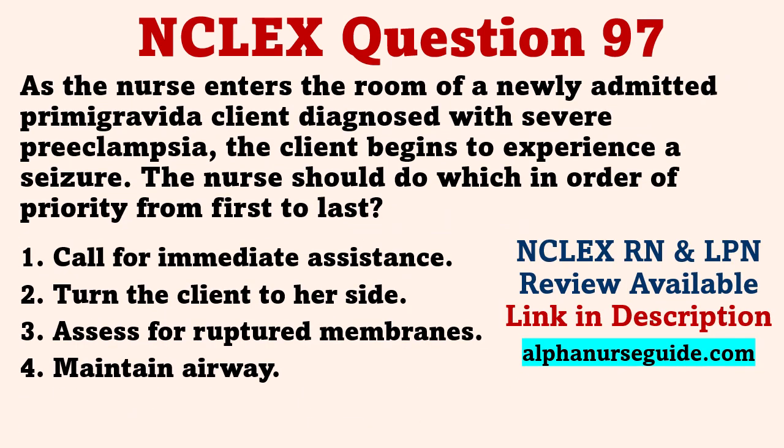As the nurse enters a room of a newly admitted primigravida client diagnosed with severe preeclampsia, the client begins to experience a seizure. The nurse should do which in order of priority from first to last? 1. Call for immediate assistance. 2. Turn the client to her side. 3. Assess for ruptured membranes. 4. Maintain airway. The correct order is 1, 3, 2, and 4.